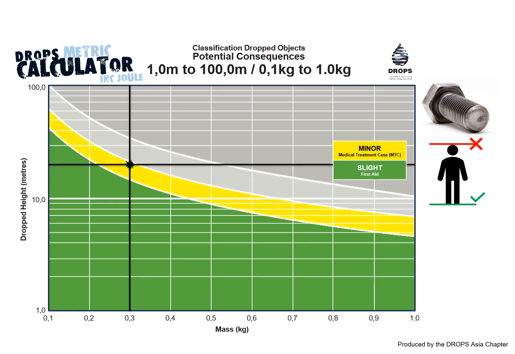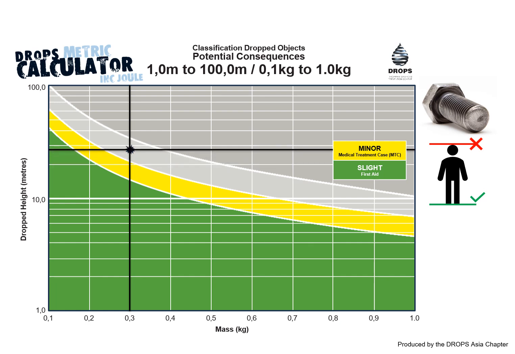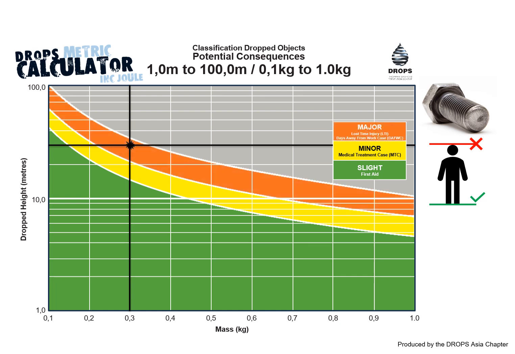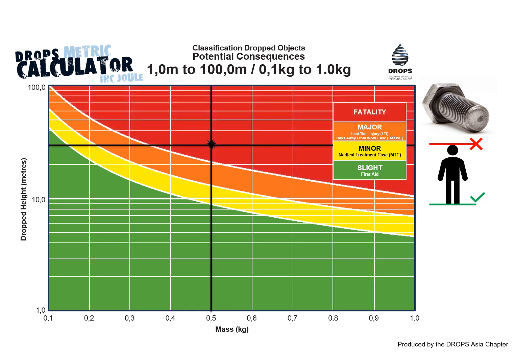At this height, the risk increases, potentially resulting in a minor injury requiring medical treatment. If the bolt were to fall from 40 meters, the potential consequences escalate further, leading to a major injury, such as a lost time injury or a days away from work case. But what happens if the bolt weighs 500 grams? If this heavier bolt falls from just 20.6 meters or higher, it creates enough momentum to cause a fatality.